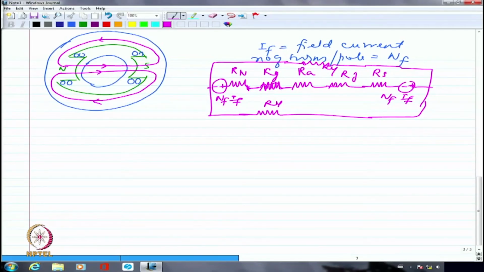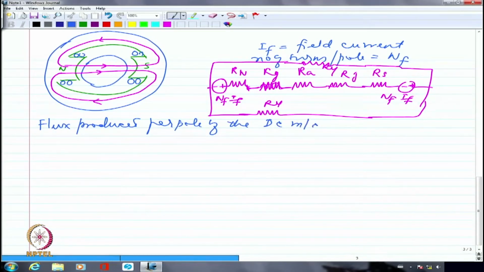So this will tell me how much flux is produced per pole. I will be able to calculate it because I have a clear magnetic circuit defined. So let me say the flux produced per pole of the DC machine is equal to some phi. I am going to take that as some phi Webers.